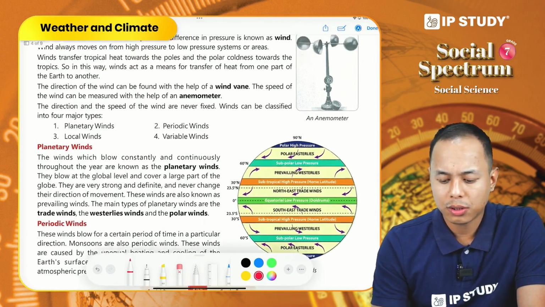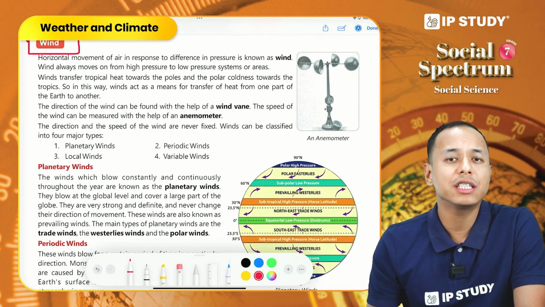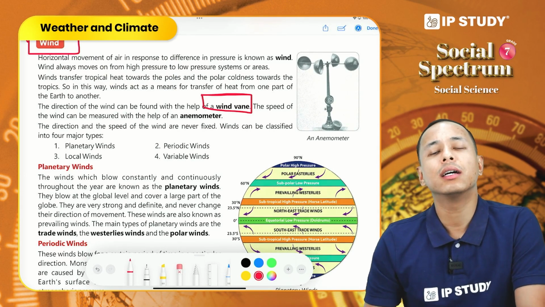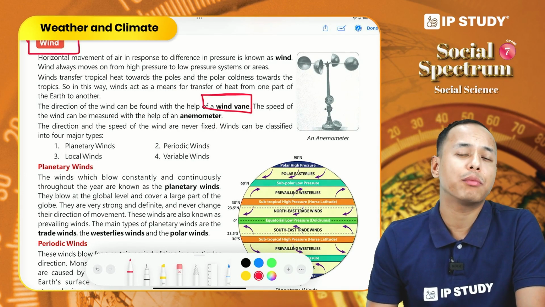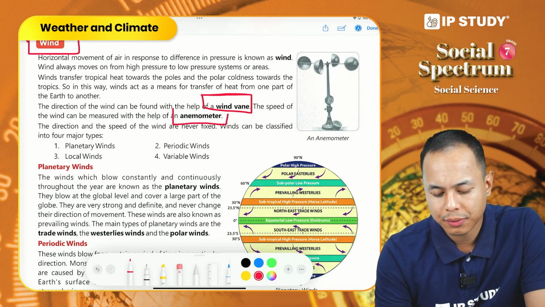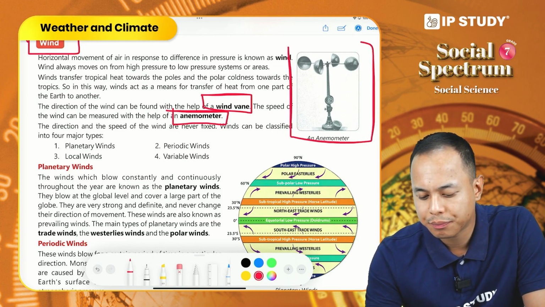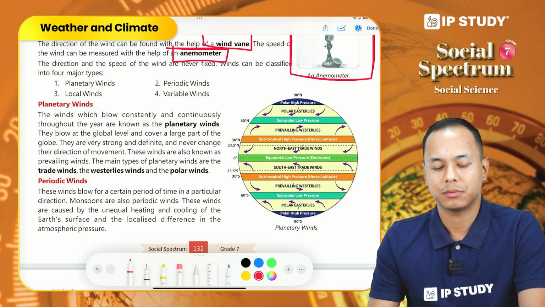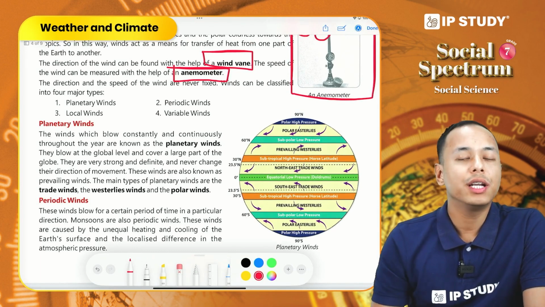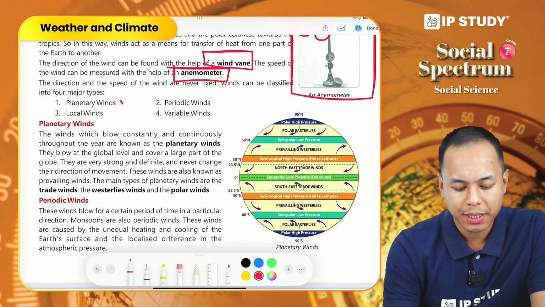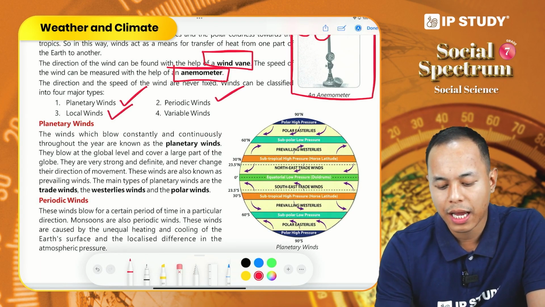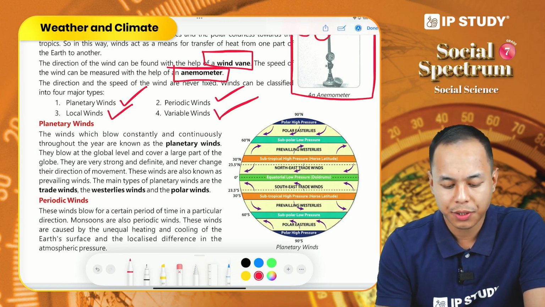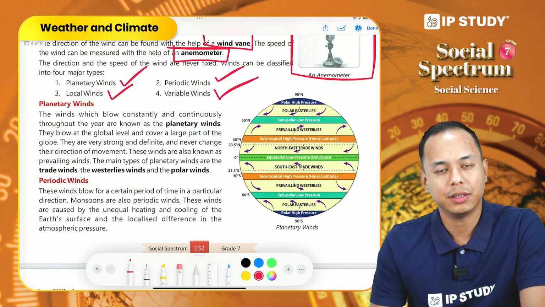The direction of the wind is measured with the help of an instrument called a wind vane. On the other hand, the speed of the wind is measured with an instrument called an anemometer. So this is an image of an anemometer. We know that the direction and the speed of wind are never fixed, and wind is classified into 4 types: planetary winds, periodic winds, local winds and variable winds. So, 4 important types of wind: planetary, periodic, local and variable winds.